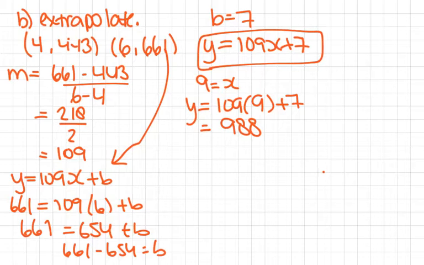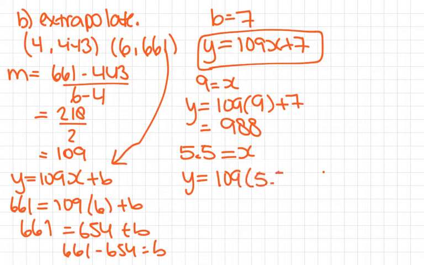Now, how many are built by the middle of day 5? Well, the middle of day 5, we could say, is day 5.5, right? It's half of the day. So that's also x, so we'll insert that for x. y equals 109 times 5.5 plus 7, and that is 606.5. So how many are built by the middle of day 5? Well, they're done 606 and a half, but they're not done that one yet. So just 606, right?